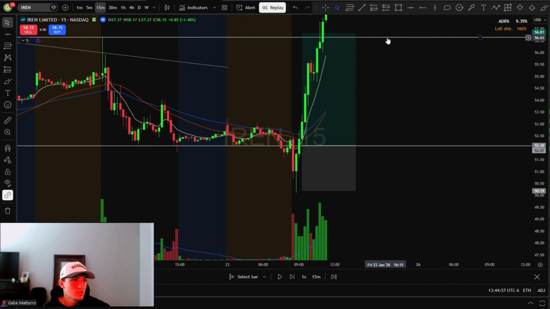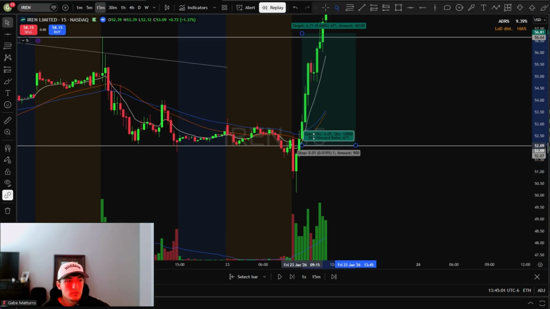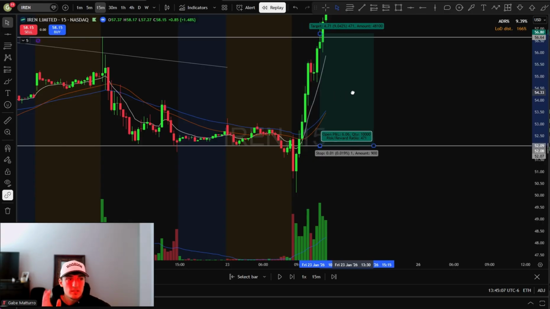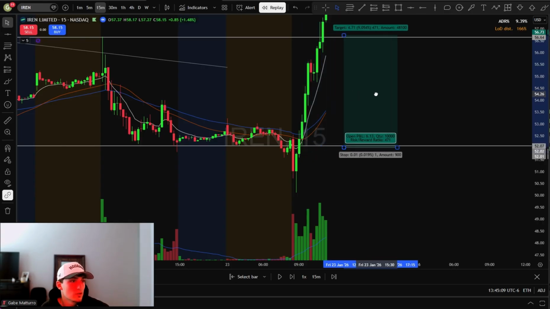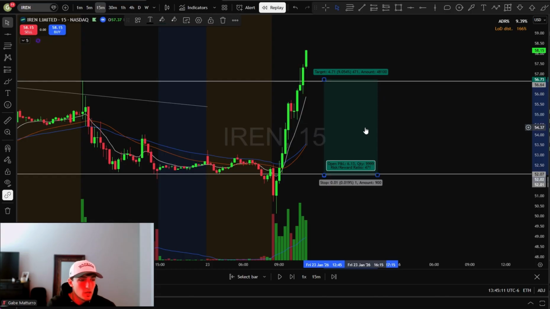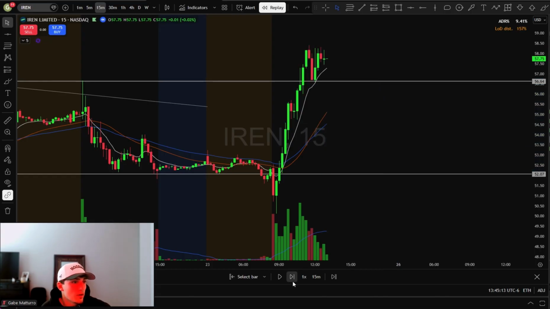And so as soon as it hits that first take profit up here at 56, that is where you want to put your stop loss at break even, right? Obviously you can still trim along the way, but as soon as you hit that point is when you want to put your stop loss at break even. And then the rest of the day ends up ripping, and we ended up making some money on that.